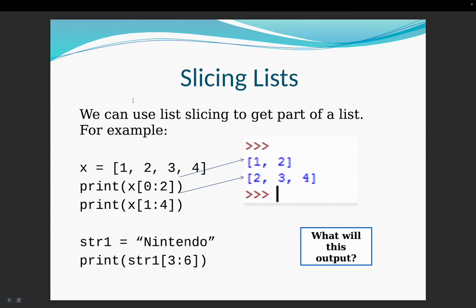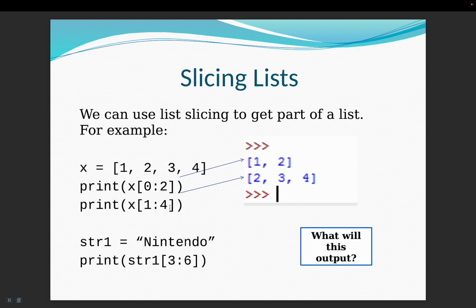Slicing lists. A useful thing we can do is slice lists. We can use list slicing to get a part of a list. For example, we have the list 1, 2, 3, 4. Now we want to print out, so this is the syntax for slicing. When we print out x and 0, 2, it's going to be everything in x from and including index 0, all the way up to 2, but not including 2. So that'll be 0 to 1. Those are the only ones we're going to include. And that's what we get here, 1, 2.